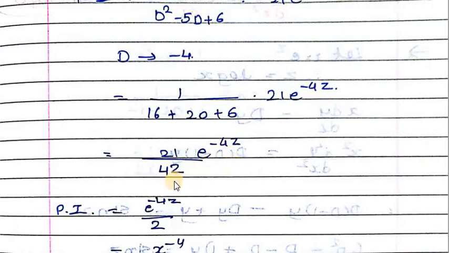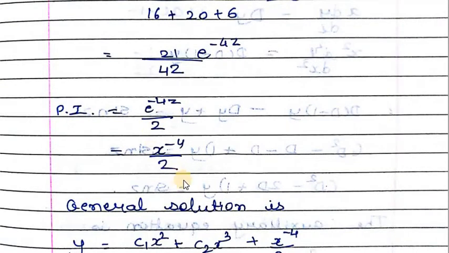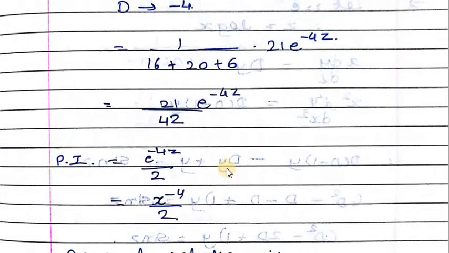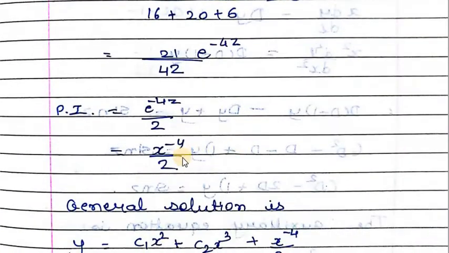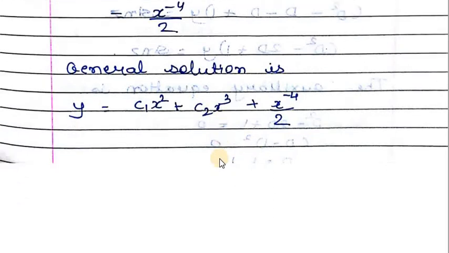Now 21 by 42 is 1 by 2, e raised to minus 4z, and e raised to minus 4z is e raised to z the whole raised to minus 4, so it will become x raised to minus 4 divided by 2. So the general solution is y equals CF plus PI. CF is c1 x square plus c2 x cube, that is this one, and PI is x raised to minus 4 by 2, right? So this is the required general solution of the given differential equation, okay?